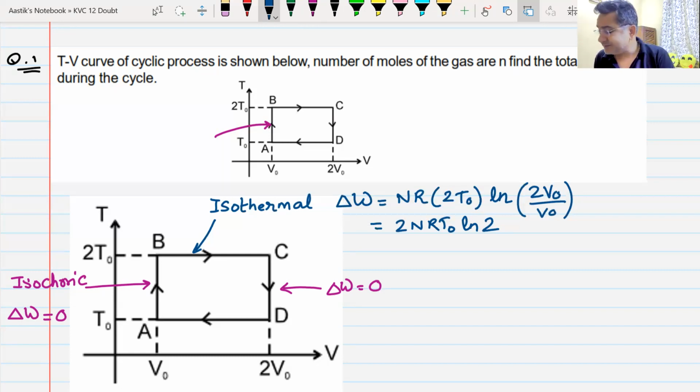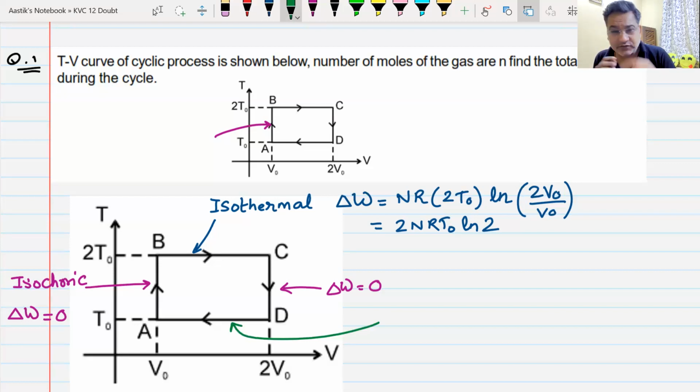Do we understand this? And automatically, as you can see, it is coming as positive because this is expansion. Now, can I hope that you can tell me the work done in this process? The only way you are going to solve any problem in JEE or NEET is when you do it yourself, not me telling you how to do it.